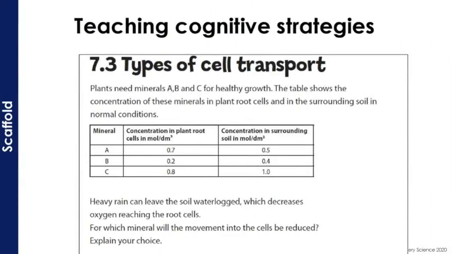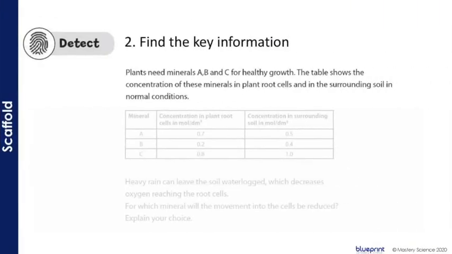So let's have a look at an example of a problem then. This is from our practice books, and also it's on our online courses. And it's going to show you how you can teach both domain specific and domain general strategies when problem solving. So here's the question. It's based on a GCSE question about types of cell transport. So let's have a look at the strategies you could use when you're going through this worked example.